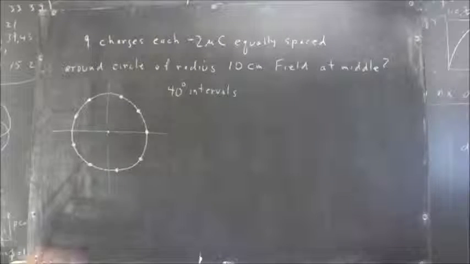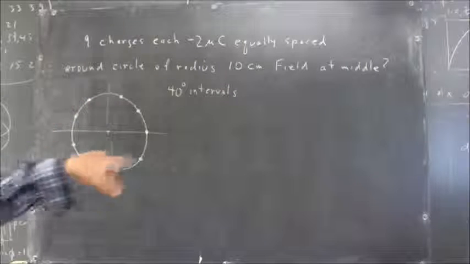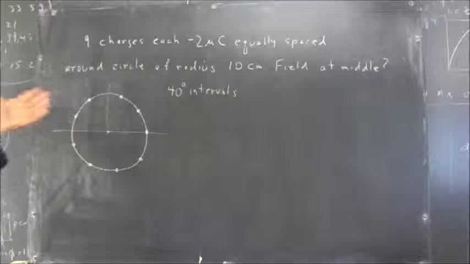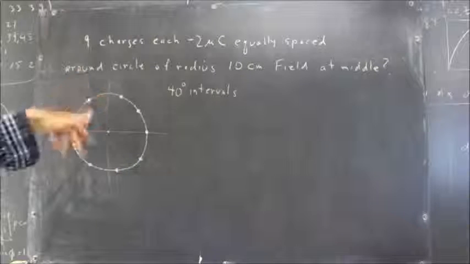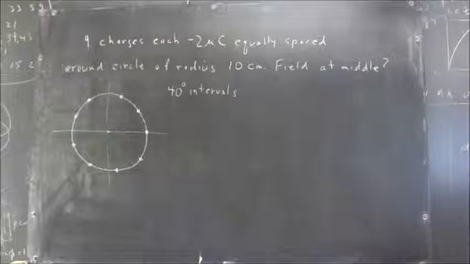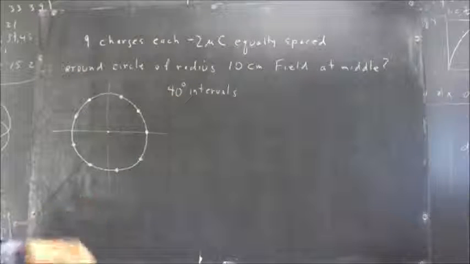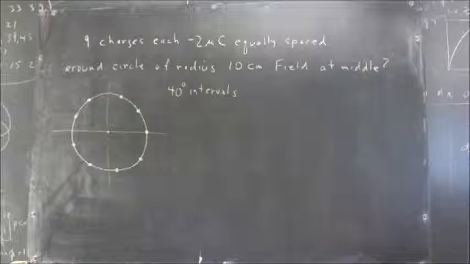First thing I'll do is sketch a circle, sketch 9 charges equally spaced around the circle. Those charges will be at 40-degree intervals. 360 divided by 9 is 40.